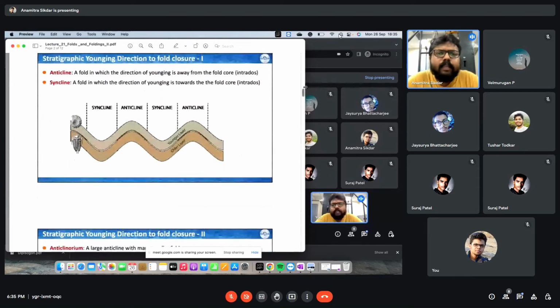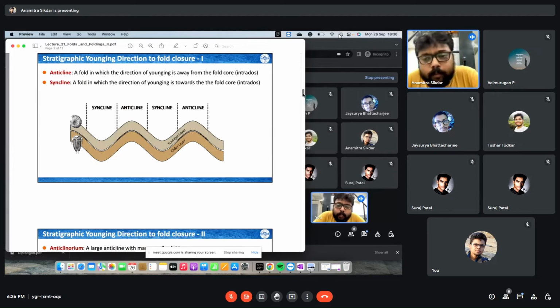So syncline and anticline are different terms, right? In the syncline, you have the younger layer inside, in the fold core, and in the anticline, you have the younger layer outside. So when the younger layer is in the fold core, we call it a syncline, and when the younger layer is outside, we call it an anticline, right?